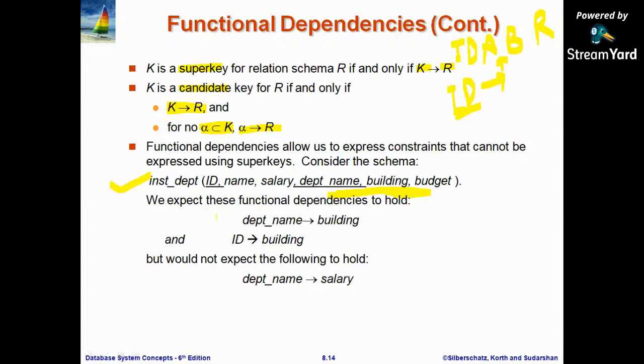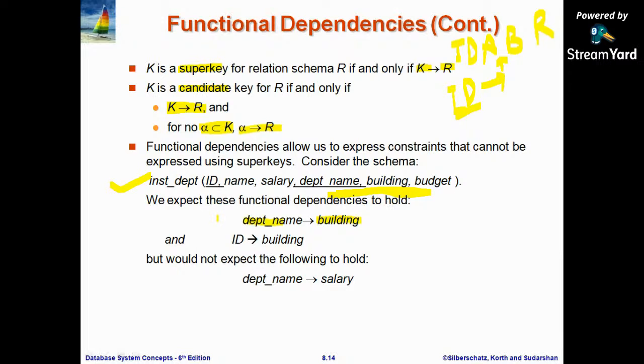Now we expect which functional dependency can hold? The functional dependency department name tends to building can hold. Why? How does this hold? If the department name changes, its building will change.